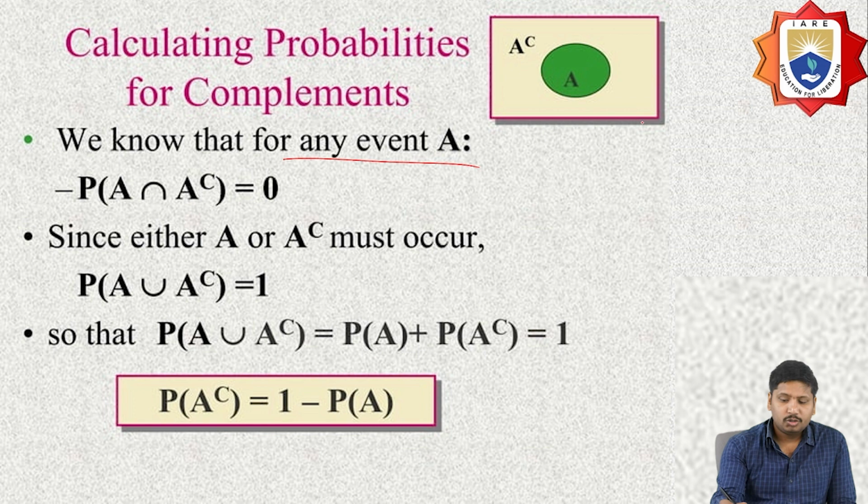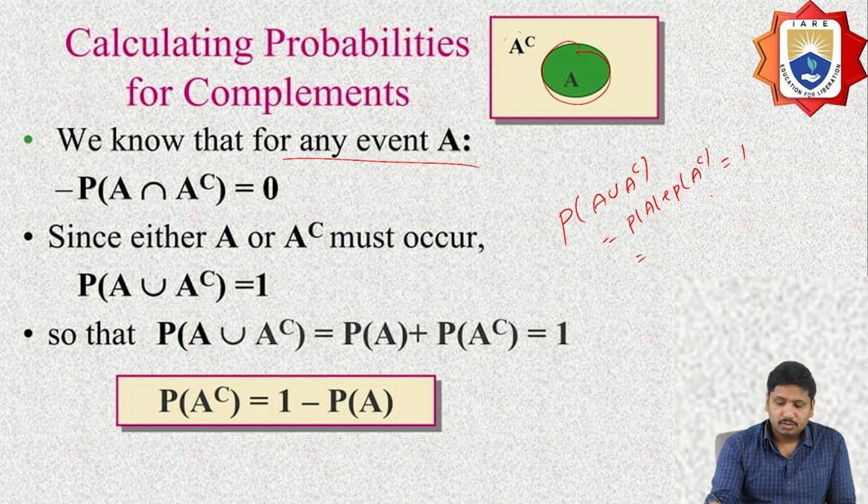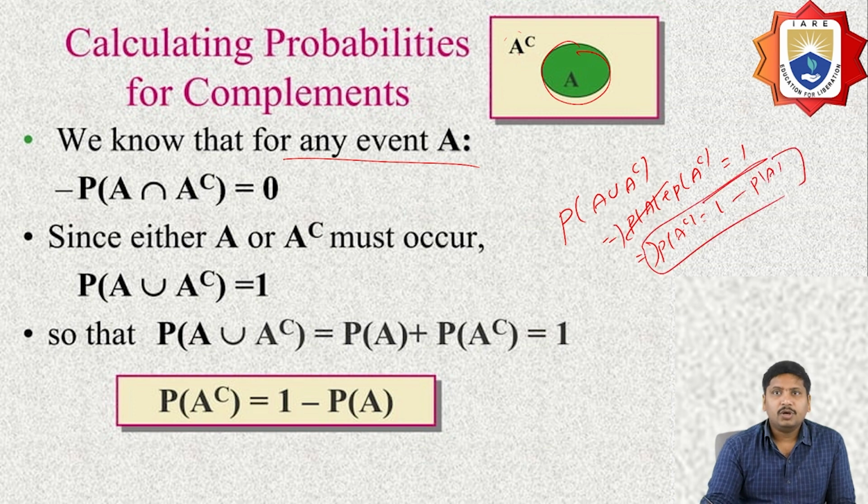The entire sample space is A plus A complement. So the probability of A union A complement is equal to the probability of A plus the probability of A complement, and that should be 1. So in order to obtain the probability of A complement, it is 1 minus P(A). This is the equation you have to remember.